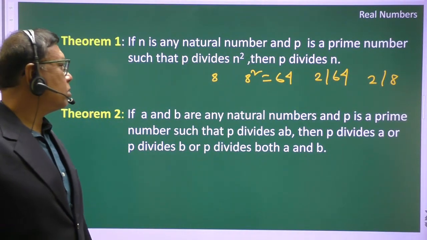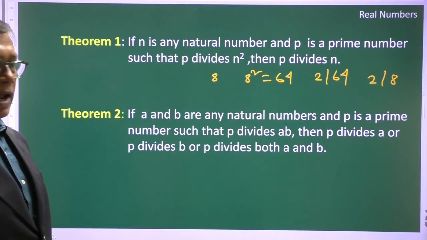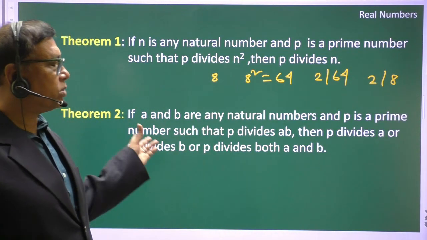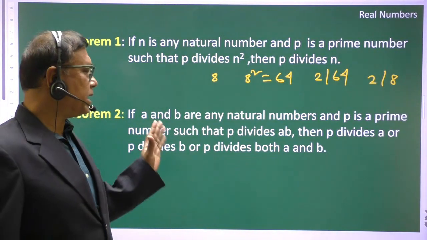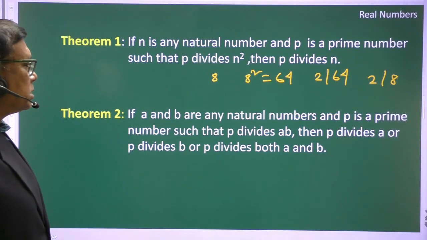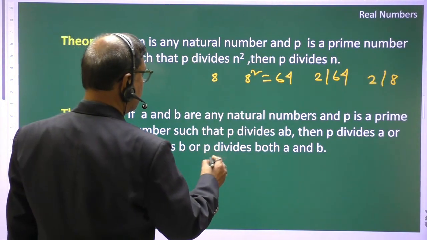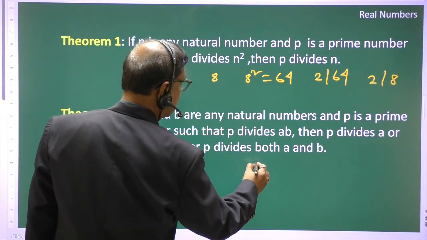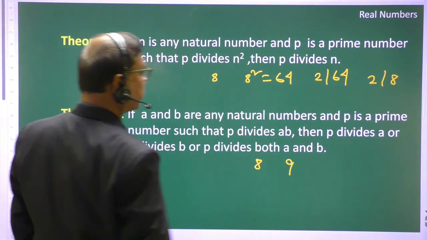Now theorem 2. If a and b are any natural numbers and p is a prime number, and if p divides ab, then according to this theorem, p divides a, or p divides b, or p divides both a and b. This is theorem 2. So if I take one example, suppose 2 natural numbers I am considering, say 8 and 9.